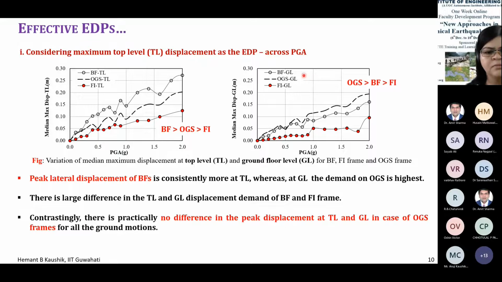Now, if I plot the ground level displacement, then what you get is that open ground story frame has the maximum demand, followed by the bare frame and the fully infilled frame, right? So this is more realistic. It appears to be more realistic. But then mind you that this ground level displacement we are considering from the same results, right? This is not a different analysis. The analysis remains the same.